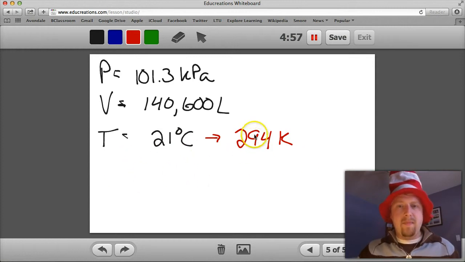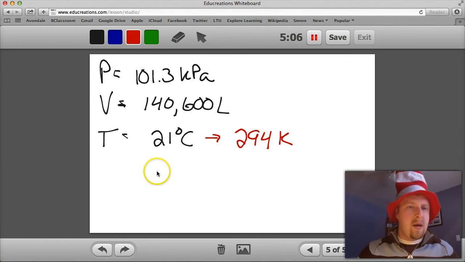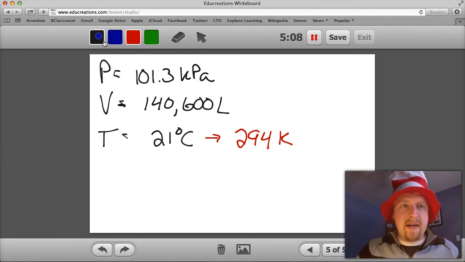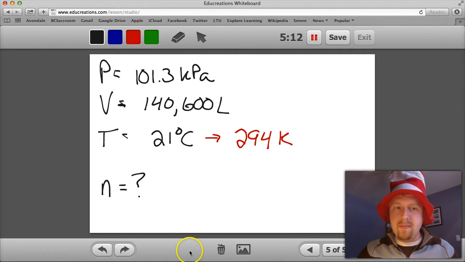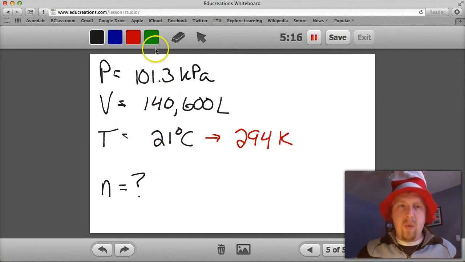Now that I recall it, we might have messed up on the temperature yesterday in our haste. So if that is the case, please correct that at this time. What we were trying to find is how many moles of gas are in the classroom. And we need one more piece of information. We need R.